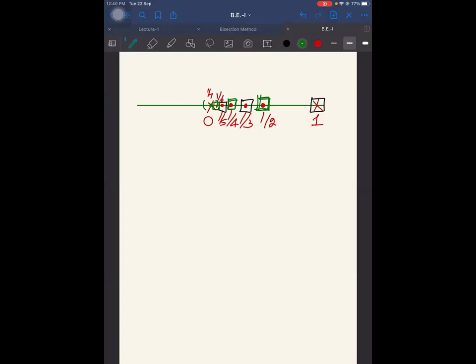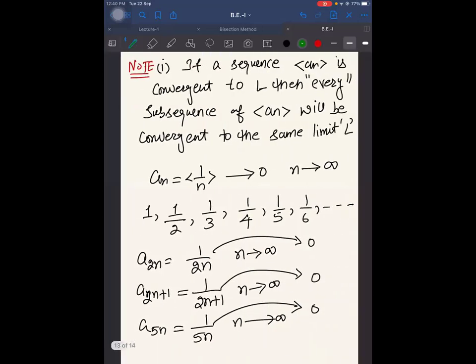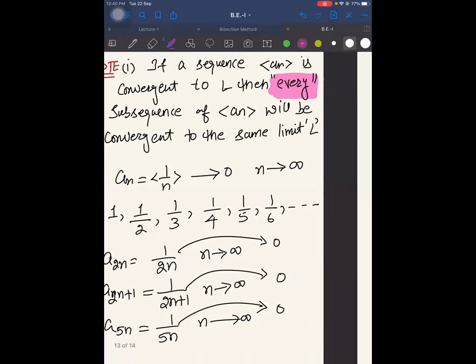Mark my words, what I've told is every. This is an important word. कोई भी subsequence उठाओ अगर convergent है तो वो subsequence भी उसी same limit को converge करेगी.